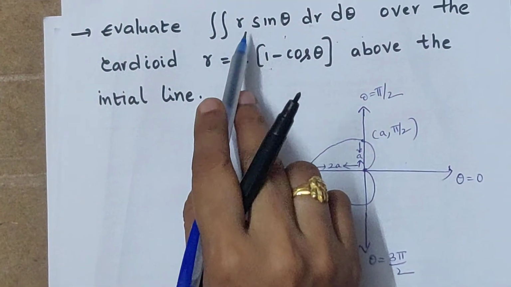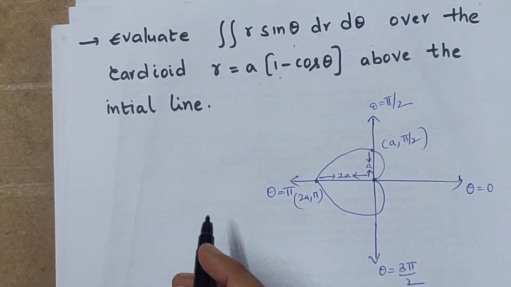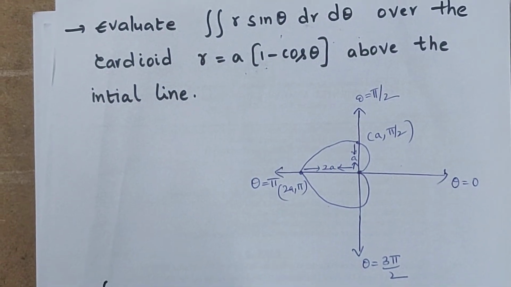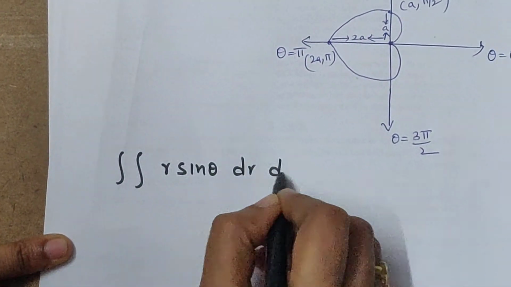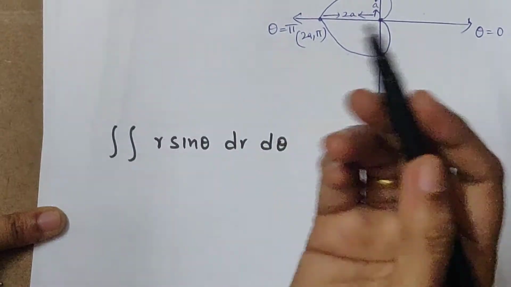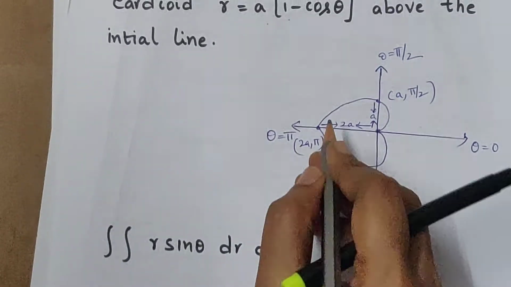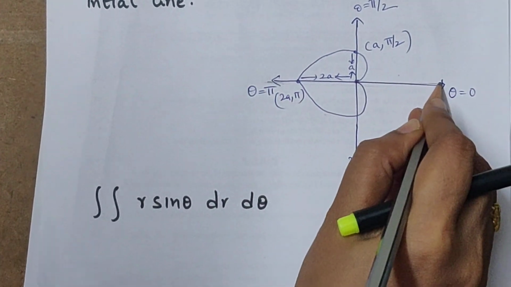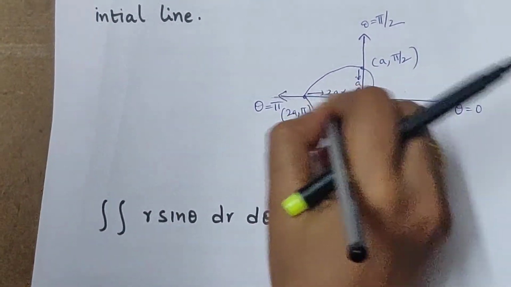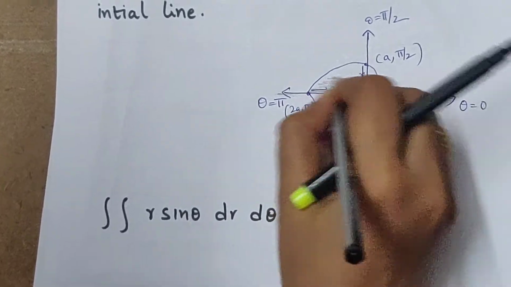We have to evaluate the double integral of r sin theta dr d theta above the initial line. Initial line means x-axis. Above the initial line means over this shaded part.